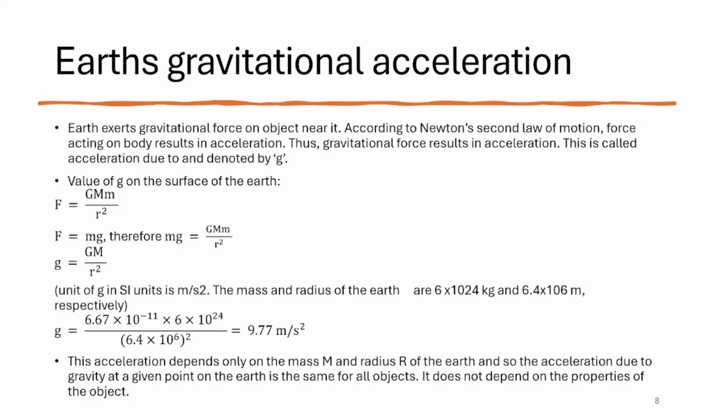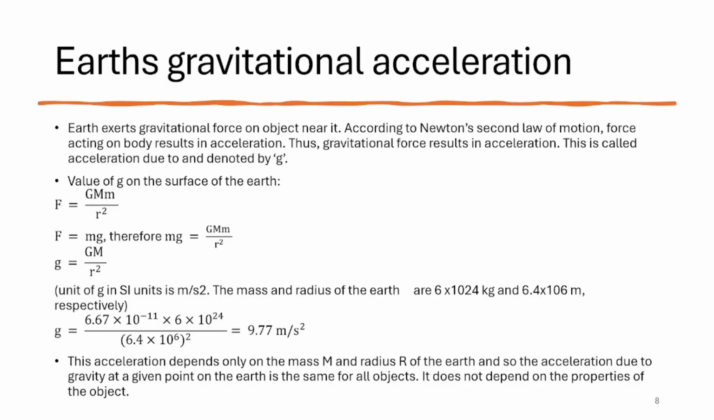Since Earth will exert gravitational force on an object, and according to Newton's second law of motion, force acting on a body will result in acceleration. So the gravitational force will result in an acceleration. This will be called acceleration due to gravity, and it is denoted by small g. So we will try to find out what the value of g is on Earth. Our formula is F is equal to G m1 m2, where capital M is the Earth's mass, upon r square.